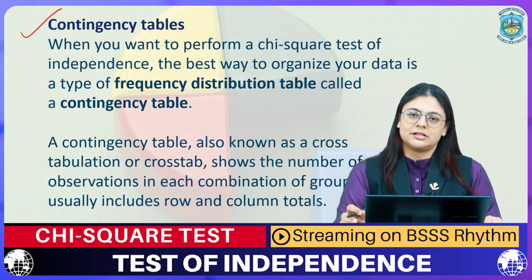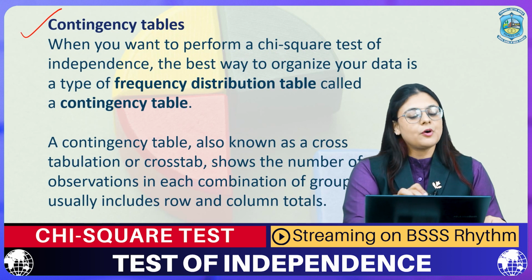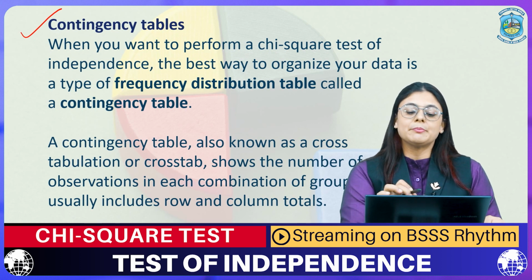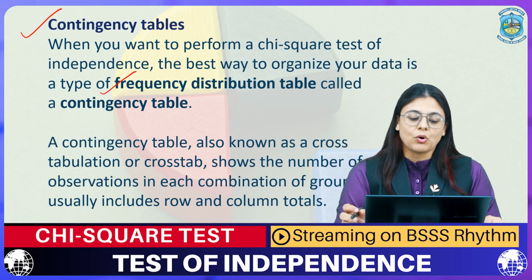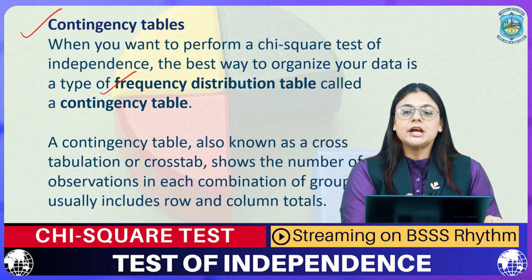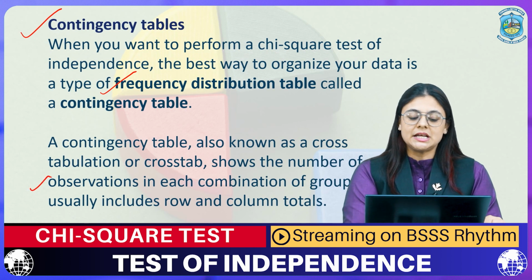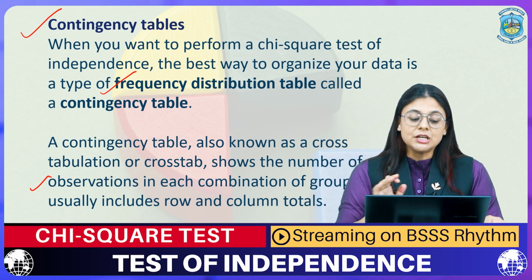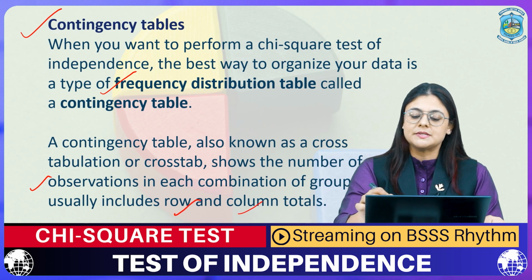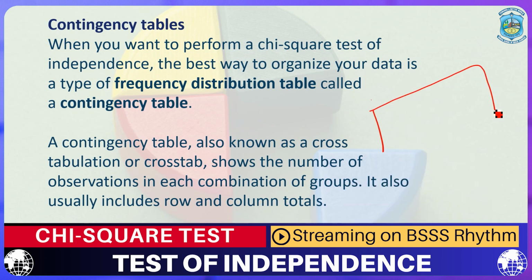Now, what basically is a contingency table? When you want to perform a chi-square test of independence, the best way to organize your data is into a type of frequency distribution, which is called a contingency table. A contingency table, also known as a crosstab or cross-tabulation, shows the number of observations in the combination of each group. It is also usually inclusive of the rows and the columns. So, this is how a contingency table would look like.